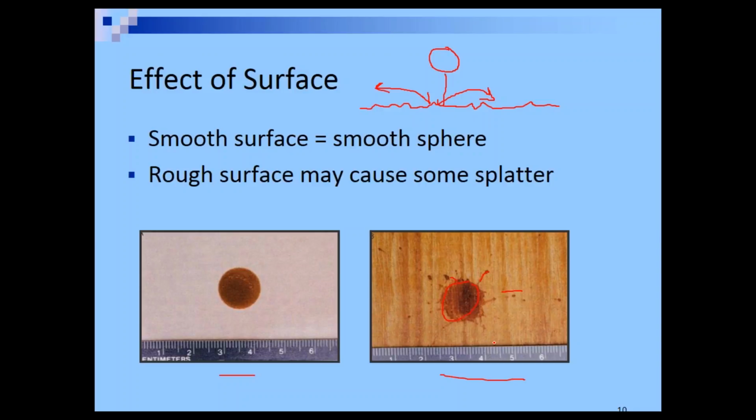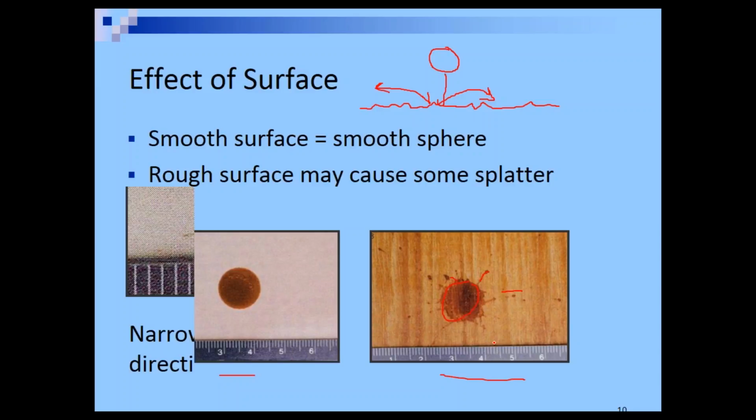But again, bloodstain analysts don't really look at that, because it's not like they look at a blood drop and go, oh, that means the surface is rough. No, you can look at the surface, you're right there. But it's important to understand that the appearance, as far as whether it's spattered or a smooth circle, the bloodstain analyst doesn't look at that.